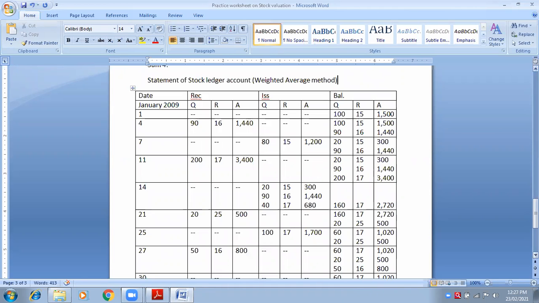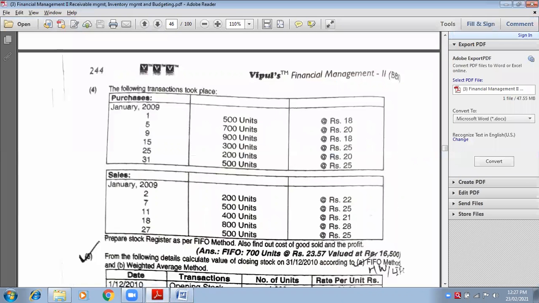Okay. Now see, dates are given, so you have to go according to chronological order. Dates are 1st, 5th, 9th, 15th, 25th, 31st for purchases, and for sales 2nd, 7th, 11th, 18th, 27th. But you have to go according to chronological order, not all the purchases first and all the sales later. You have to go according to dates.